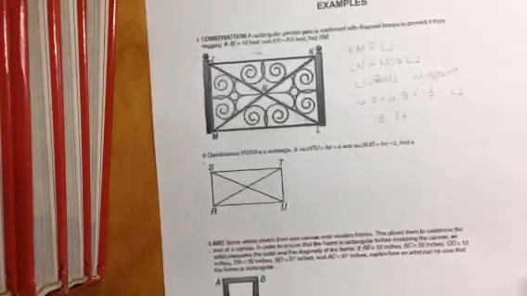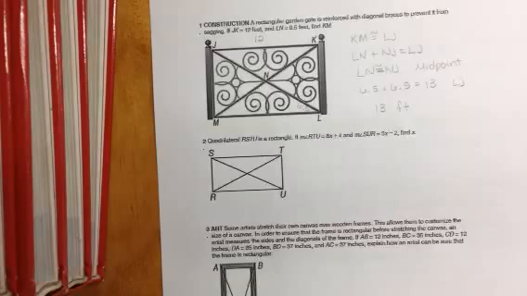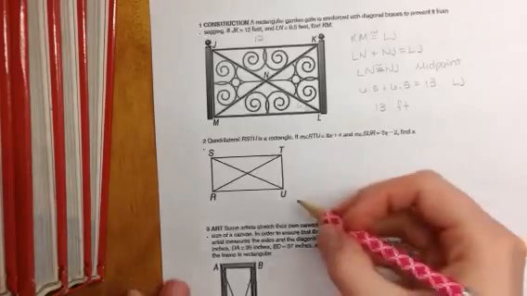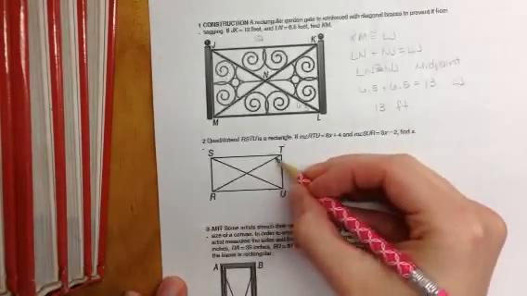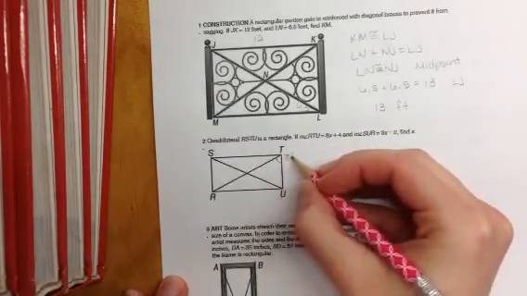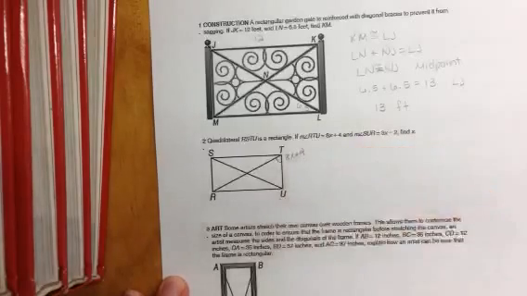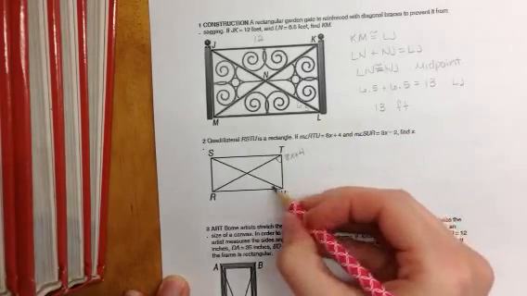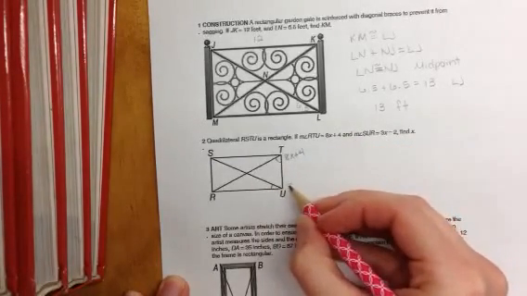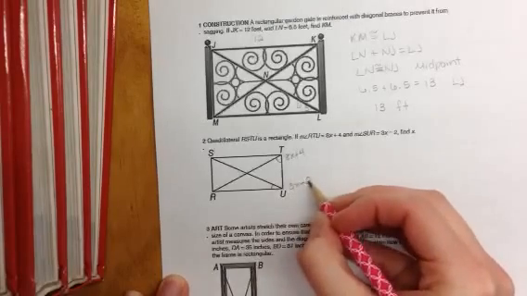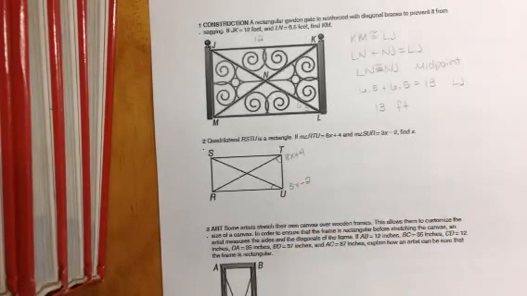All right, let's move on to our next one. So I have the quadrilateral RSTU is a rectangle. If the measure of angle RTU, so this angle here, is 8x plus 4, and the measure of SUR is 3x minus 2, find x.